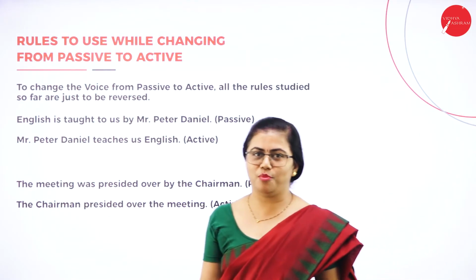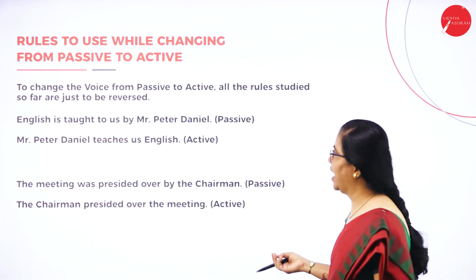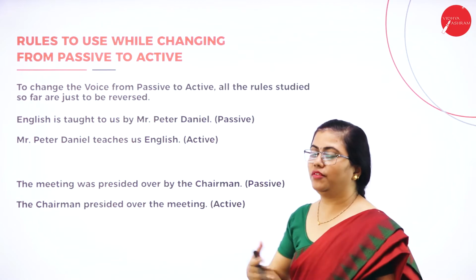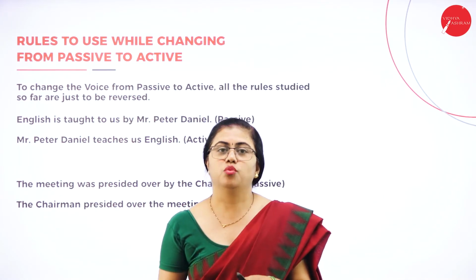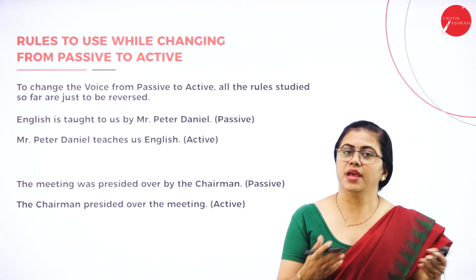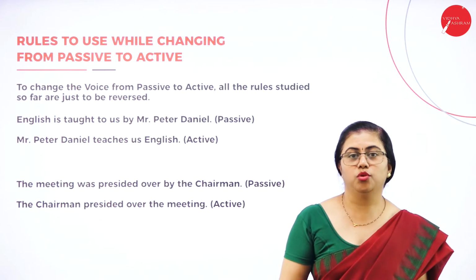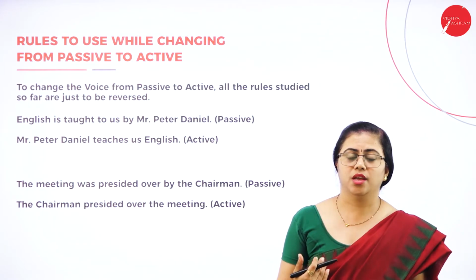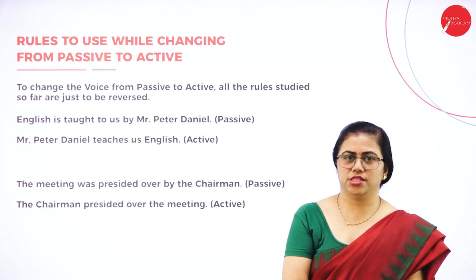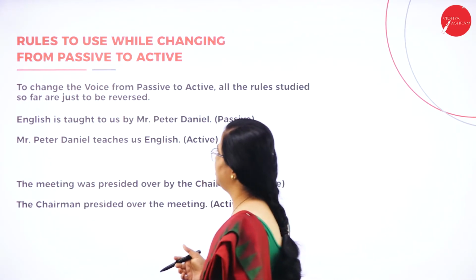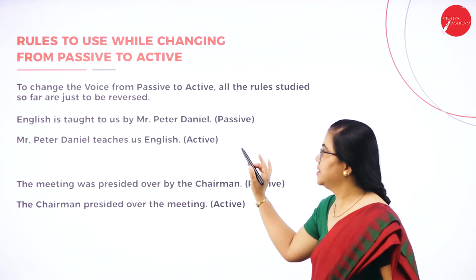That is another important thing you have to understand. Okay, so here when you change from passive to active, that is as simple as that. Whatever rules you have followed to change from active to passive, all those you just have to reverse. Okay, you need not go through so many things. First, identify the subject, identify the object, interchange it. Okay, so now let us see here. English is taught to us by Mr. Peter Daniel. This is in passive voice.